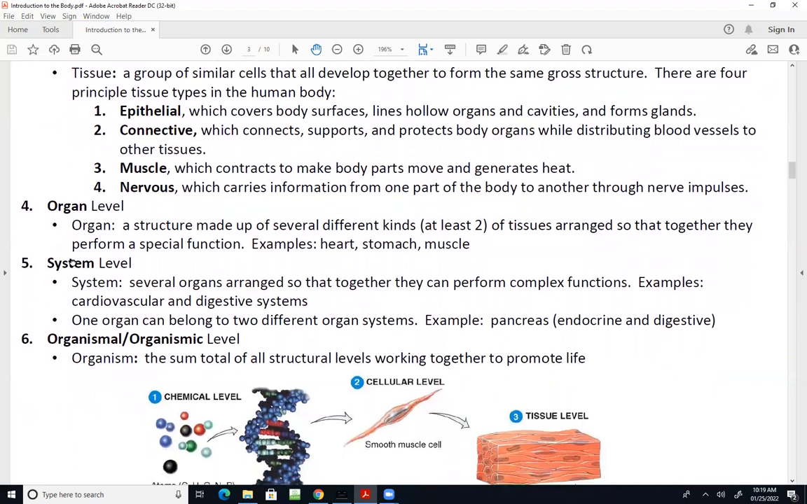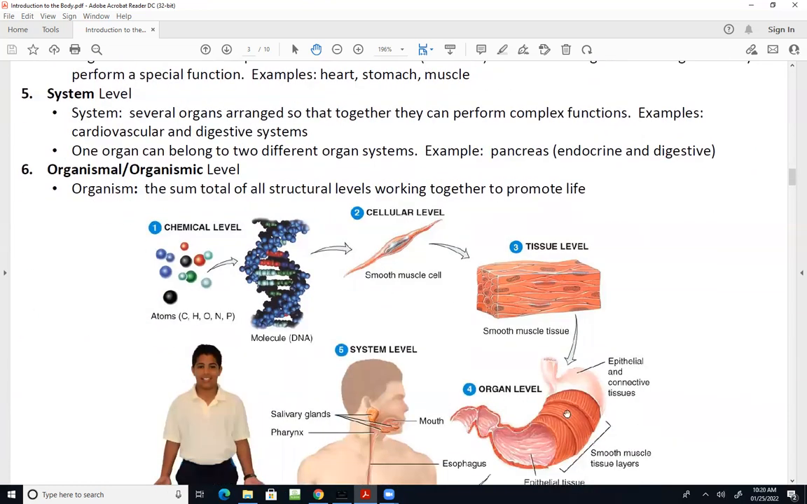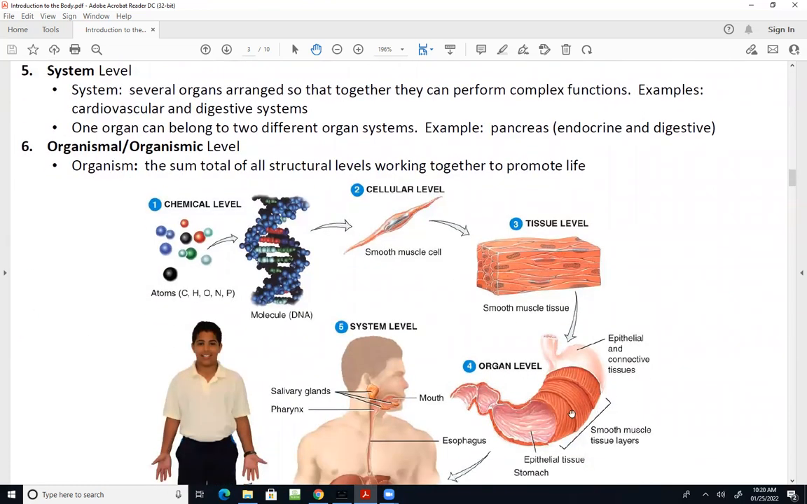You can take a couple of different tissues and you can build an organ. So the definition of an organ is a structure made up of several different kinds of tissues. In other words, at least 2 tissues arranged so that together they perform a special function. Examples include the heart that I was just mentioning, your stomach, any skeletal muscle. In our figure here, they've got the stomach shown, made up of some muscle, some epithelial, some connective tissues. So there's at least 2 tissues making it up. So that's why it's an organ.